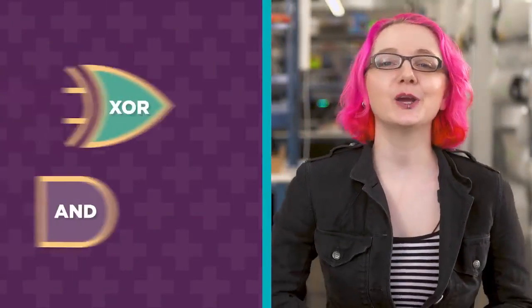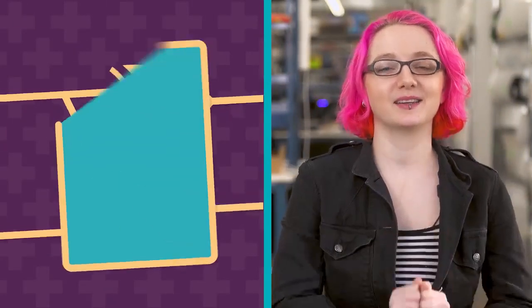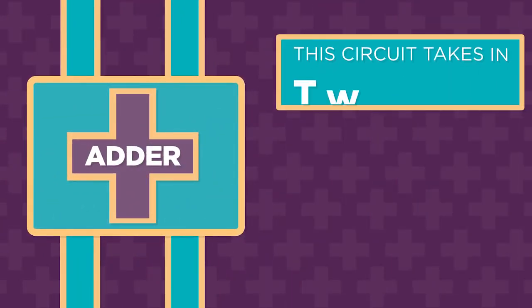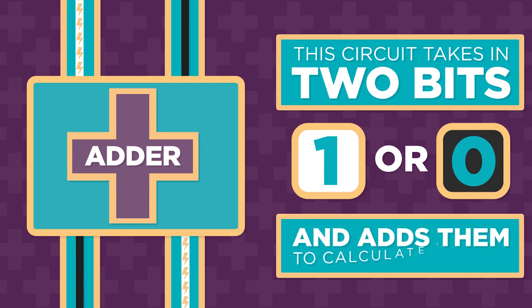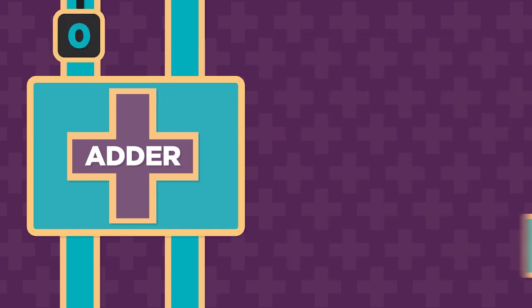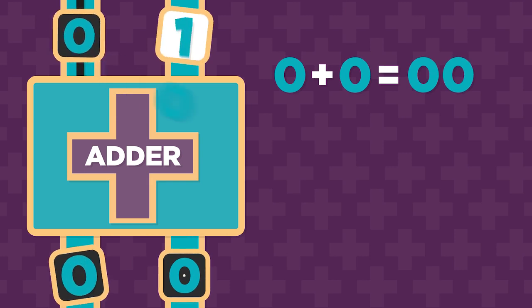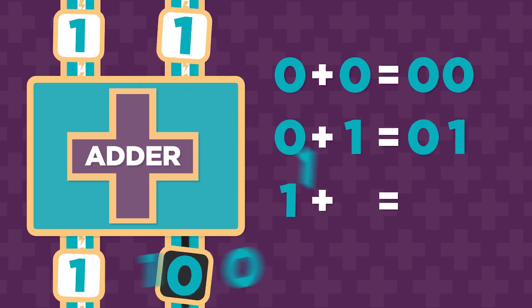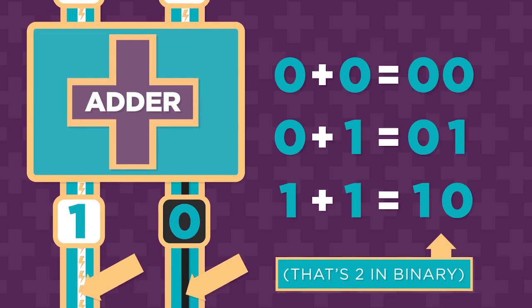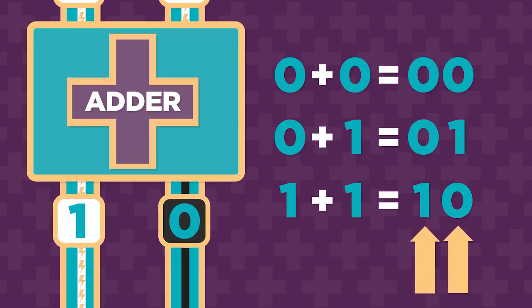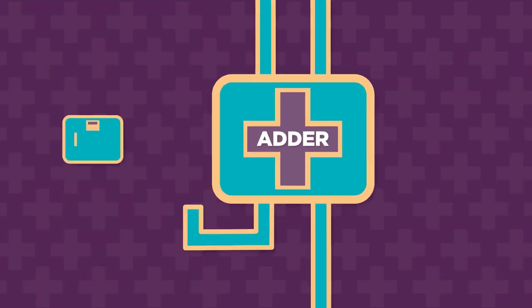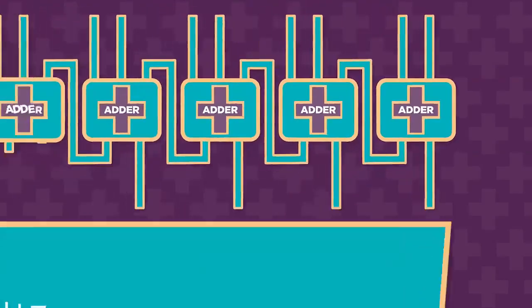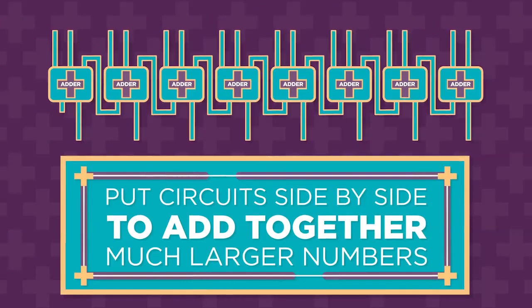For example, you can make a circuit that adds 2 bits together, called an adder. This circuit takes in 2 individual bits, each one a 1 or a 0, and adds them together to calculate the sum. The sum can be 0 plus 0 equals 0, 0 plus 1 equals 1, or 1 plus 1 equals 2. You need 2 wires coming out because it can take up to 2 binary digits to represent the sum. Once you have a single adder for adding 2 bits of information, you can put together multiples of these adder circuits side by side to add together much larger numbers.